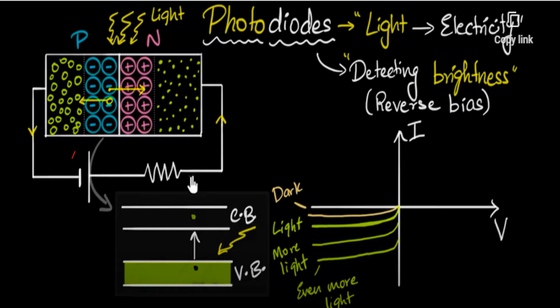Please see the energy band diagram here. At the bottom, there is a valence band. Holes are located here, and the electrons. Because of the light falling on this depletion region, these electrons in the valence band gain energy and jump to the conduction band, and thus a hole is created in the valence band. You see here, light is falling on the valence band, and an electron has moved to the conduction band.